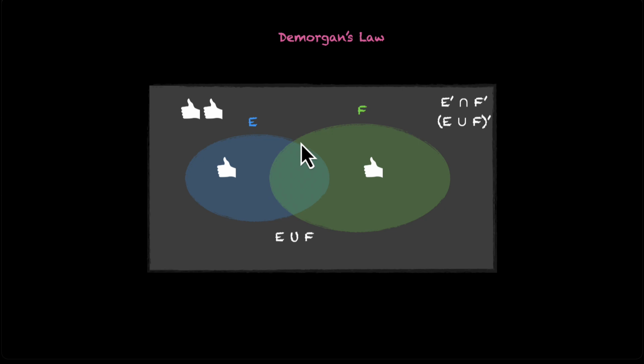Notice what I just said. It's everything outside the blue or green zone, which means it's everything outside E union F. That's exactly what's written here. It's the complement of E union F. It's E union F dash. So hence we've proved that both of these things are exactly the same. So that's your refresher on De Morgan's law. Let's move to the next problem.